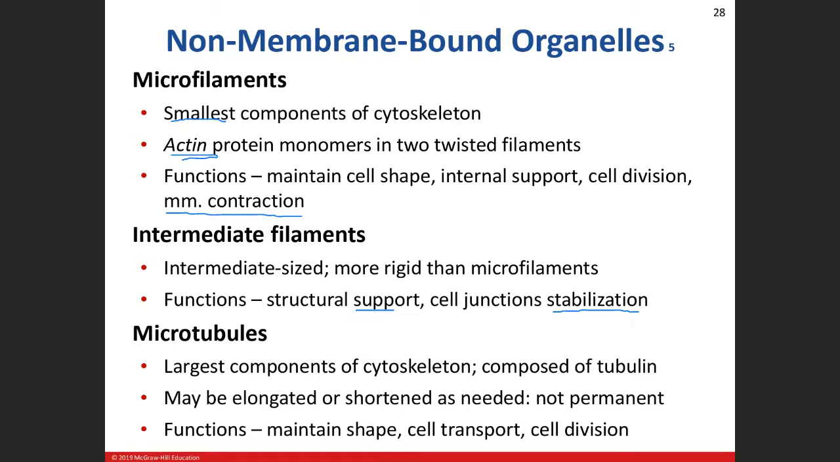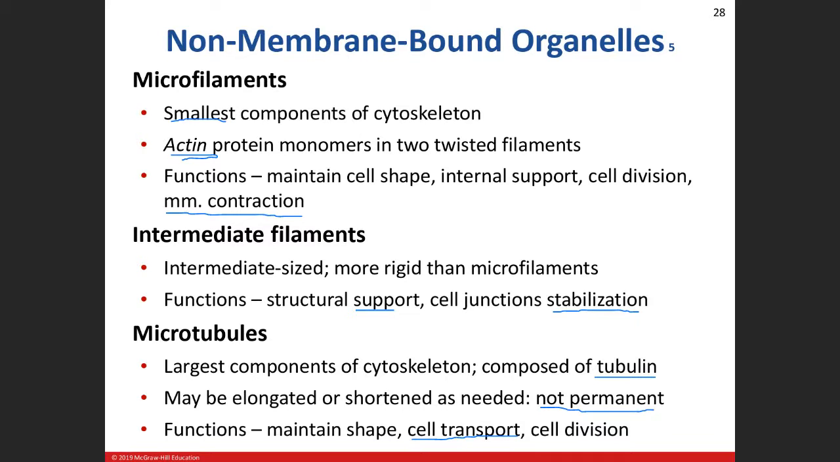And then the last and largest are the microtubules. These are going to be the important thing. First of all, they're made up of the protein tubulin. But these are not permanent. It's very important that you understand that, because we can change the structure of these microtubules, make them longer, make them shorter. And it's important that they're not permanent, because when we're transporting things within the cell, if they were permanent, the insides of our cells would fill up fast, and we can't have that.